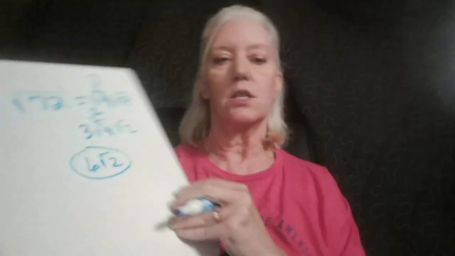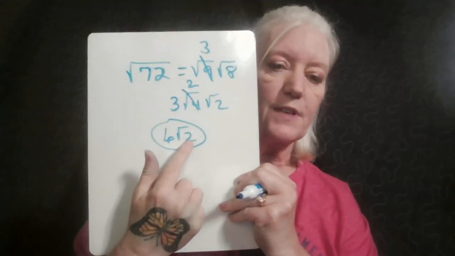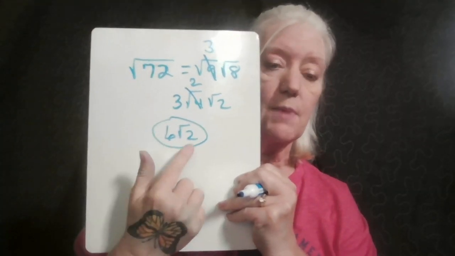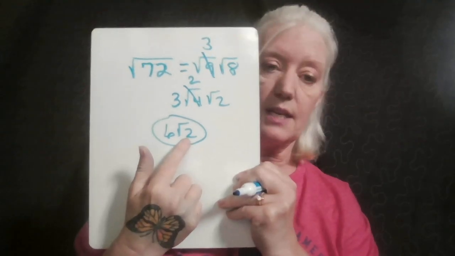Multiply 3 times 2 is 6. Square root of 2 is my final answer. Just double check: there's no perfect squares in 2, so I'm good. I know that's my answer. We're going to double check it a different way, a little less obvious way.